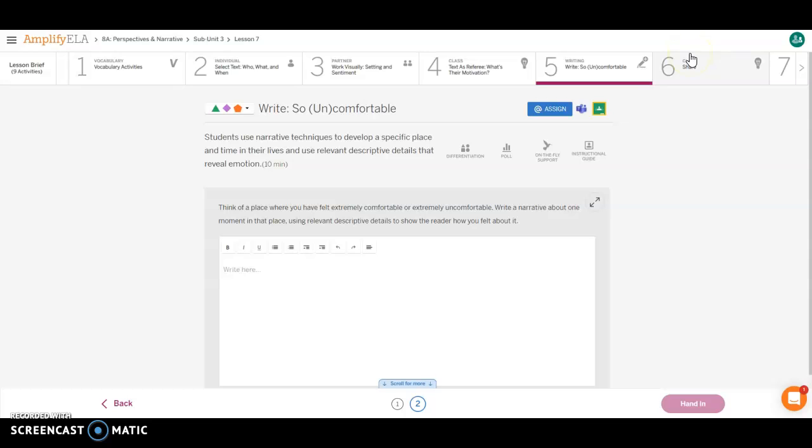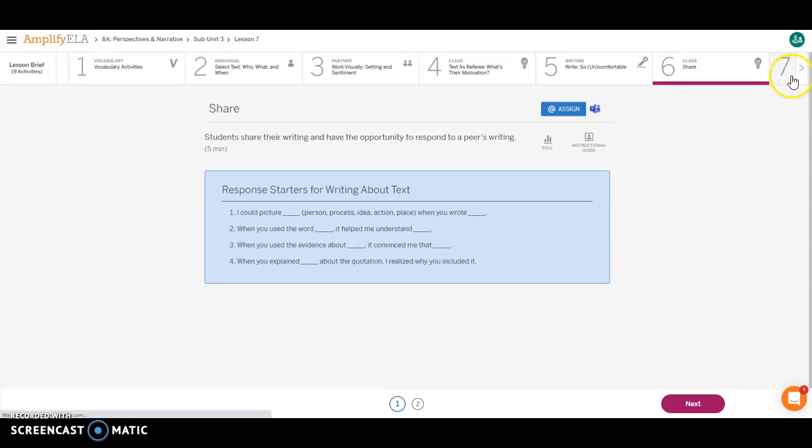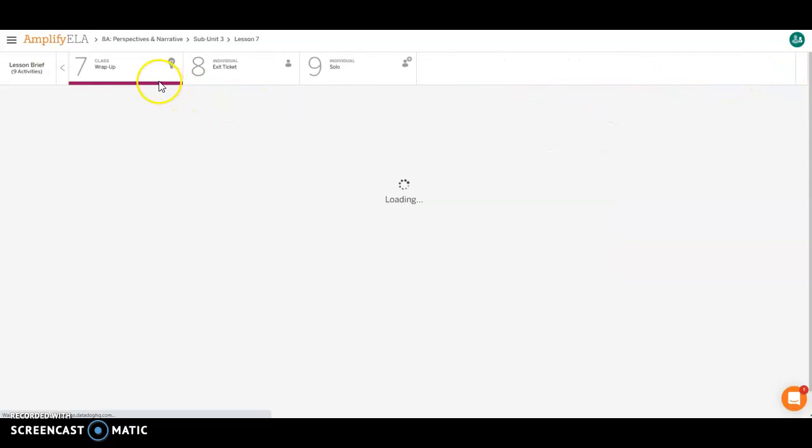That just gives you an idea of the type of place you could write about, but you could write about a place like your room, your bedroom, if that's the most comfortable place for you. Then you're going to go to number 6, but you're not going to do that one because you're not in class, so you can't share.